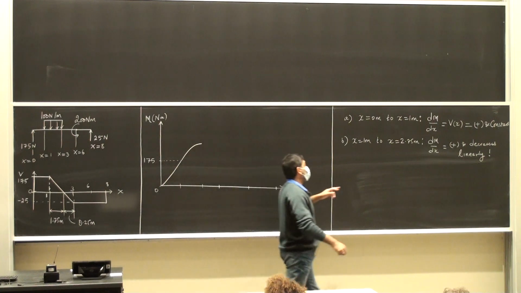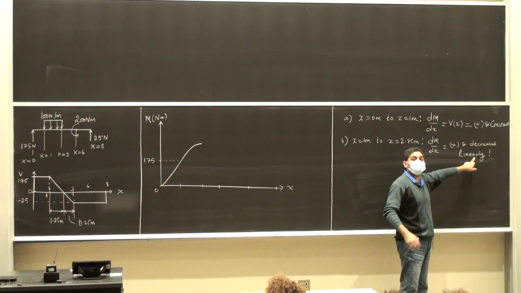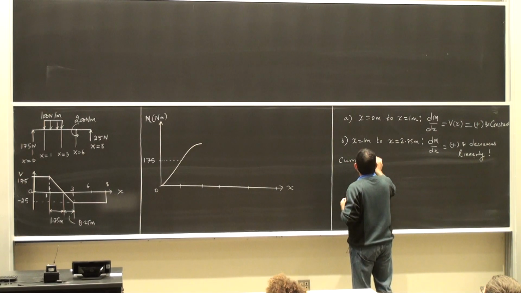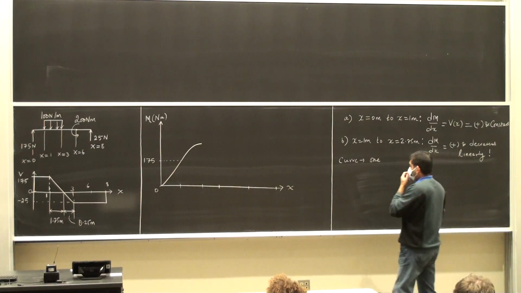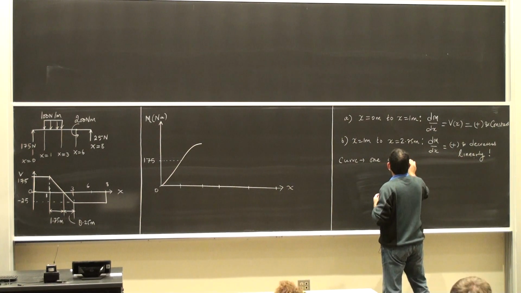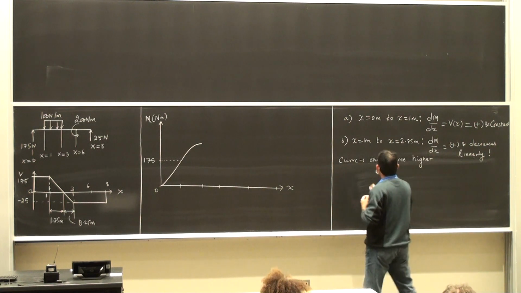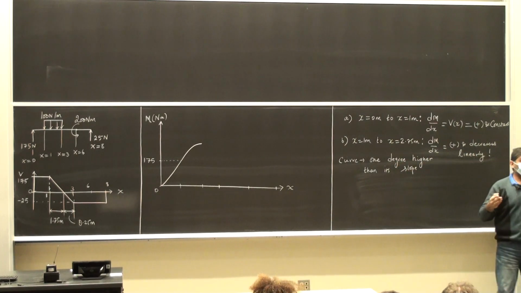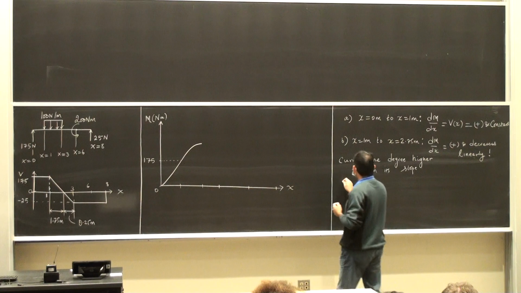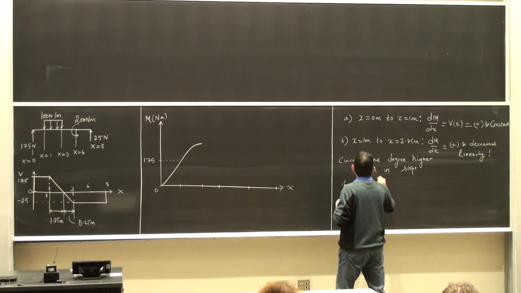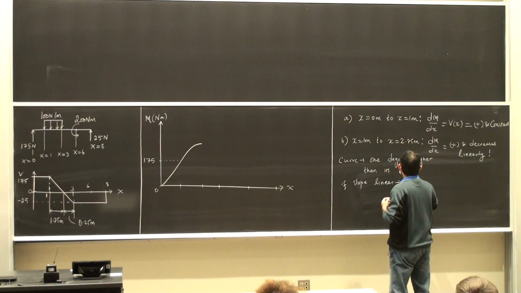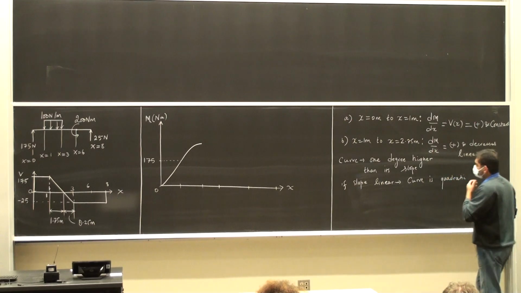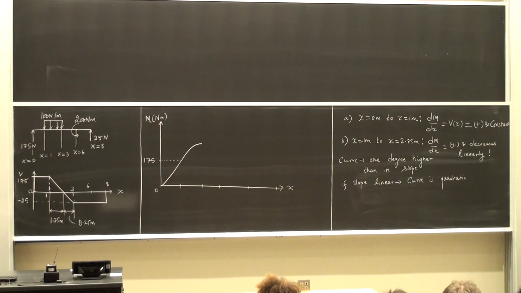Why is it a quadratic? Because dM by dx is a linear change. The curve is going to be a quadratic. So the curve is 1 degree higher than the slope. Which means if the slope is linear, the curve is quadratic. If the slope is a quadratic, the curve becomes a cubic.